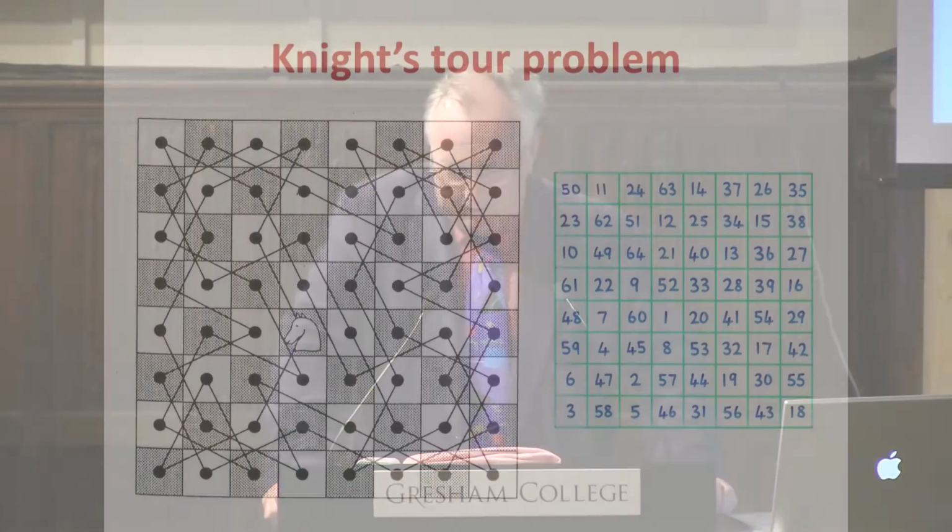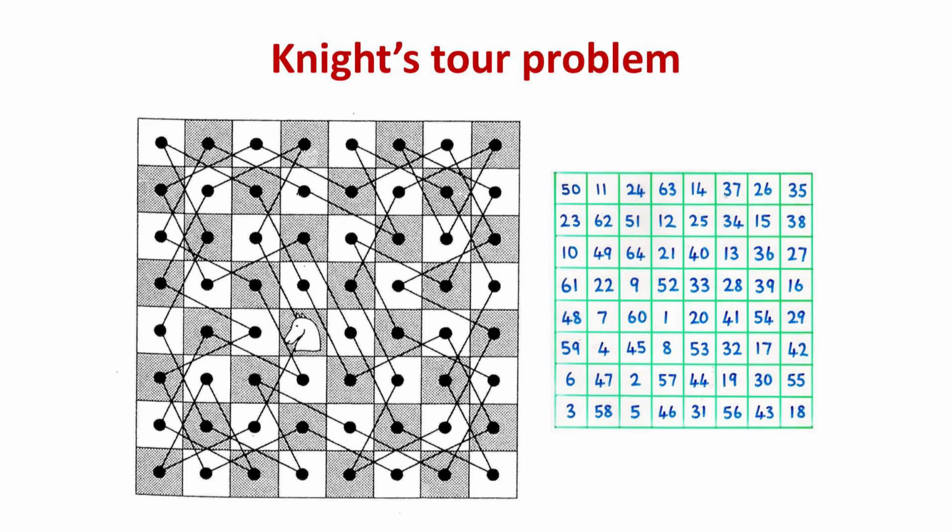Yet another recreation was the knight's tour problem on a chessboard, in which a knight follows a succession of knight's moves in such a way as to visit every square of the chessboard and return to its starting point, as shown here. This problem was many centuries old, but Euler was the first to analyze it mathematically in 1759.